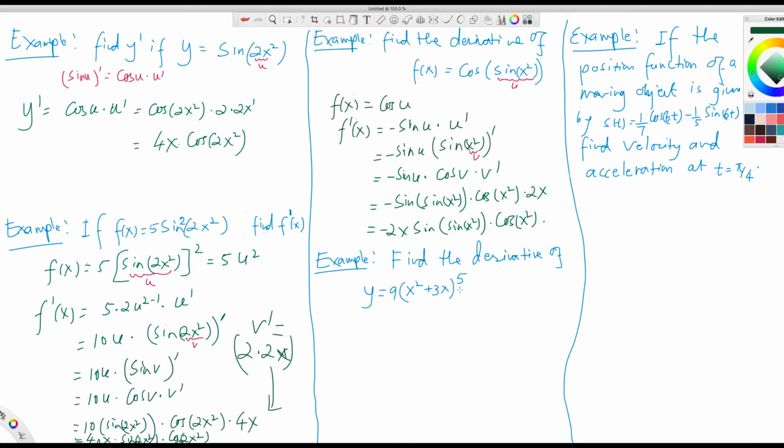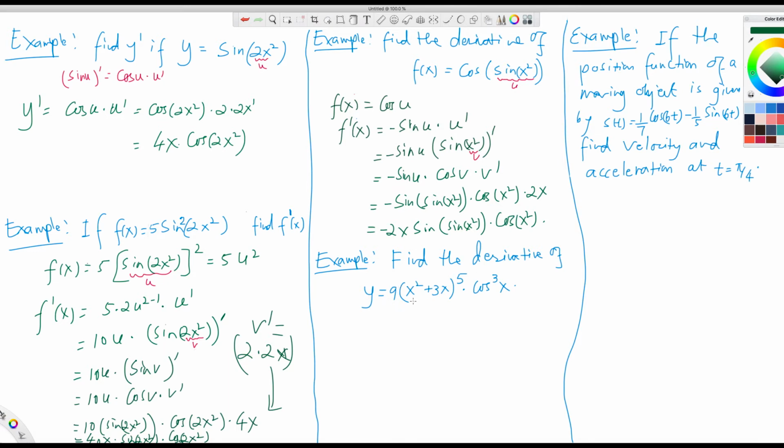Okay, let's look at this one. Find the derivative of y equals 9 times x squared plus 3x, to the 5, times cosine of 3x. Let's do the product of these. If it is a quotient or a product, we do a similar method. Just use the product rule or the quotient rule wherever needed, but it's exactly the same concept.